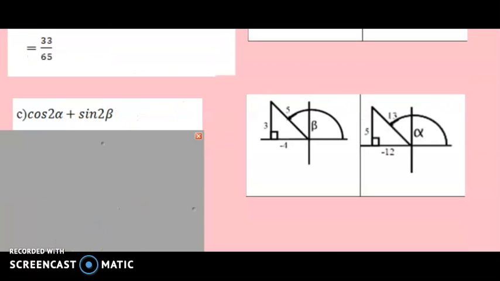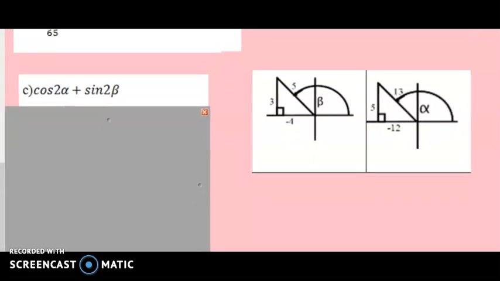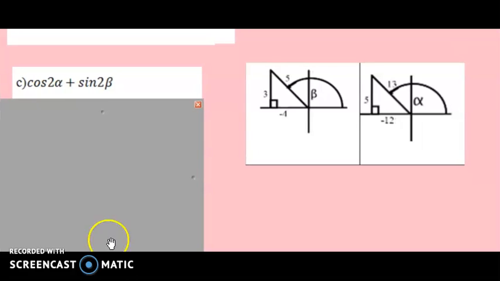Now we get to the next sum. This sum is cos 2 alpha plus 2 beta. Now, two double angle identities, and you can have two different outcomes here. You can have different ways that you can write 2 alpha, but there's only one way that you will write sine of 2 beta. 2 beta will only be 2 sine beta cos beta.